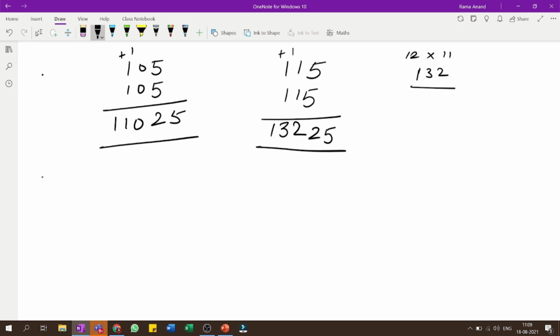So see, all the tricks and all the methods are linked together, and just keep learning, keep practicing these, how to multiply these 2 digits number.